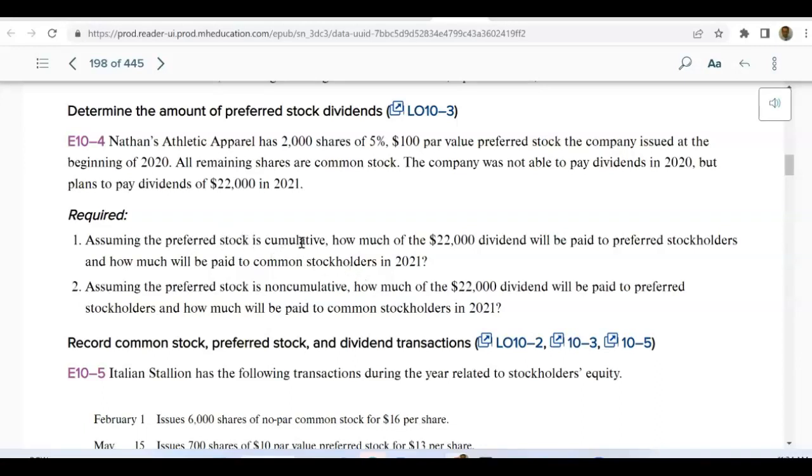So assuming that preferred stock is cumulative, how much of the $22,000 dividend will be paid to preferred stockholders and how much will be paid to common stockholders? Now assume it is non-cumulative, then what? So this is an awesome question, an awesome example. So let's look at the solution.